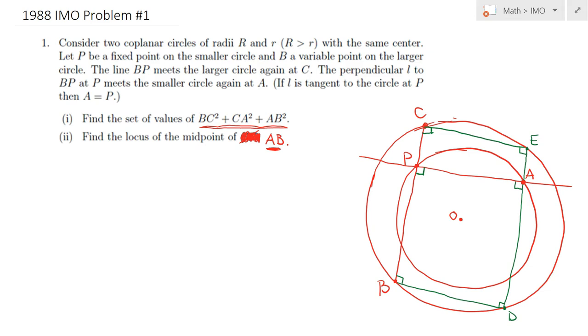So let's begin with that quantity here, which let's call S. So S is equal to BC squared. Let me go ahead and make the following convention. I'll call BP as U, and PC as V. So as a result, I have (U plus V) squared plus CA.